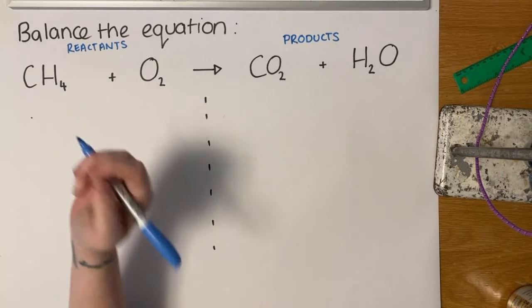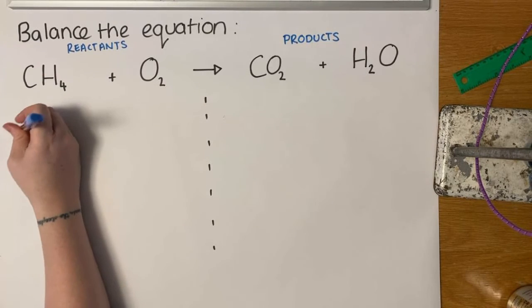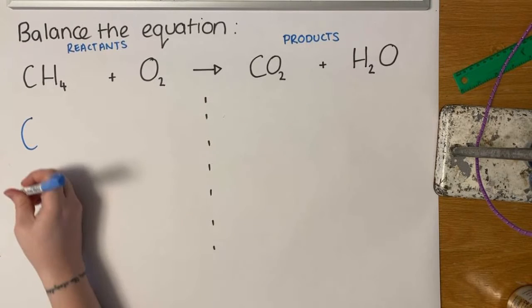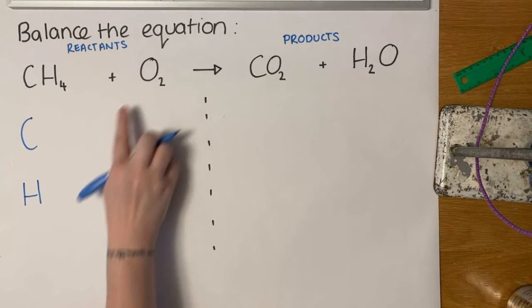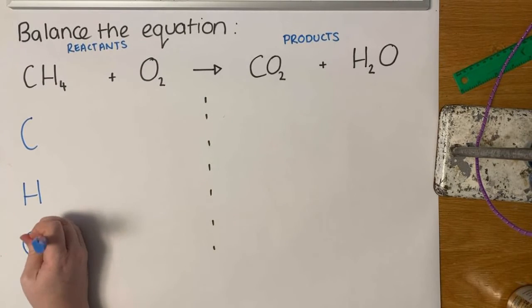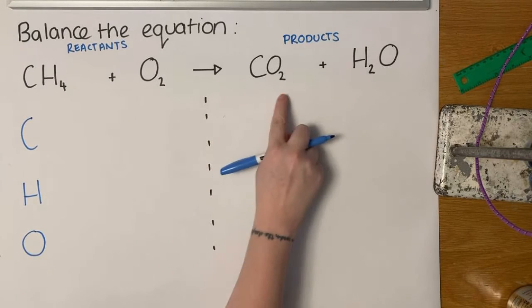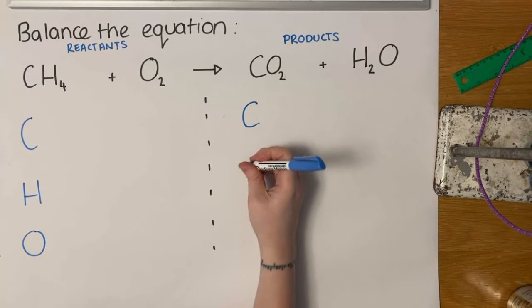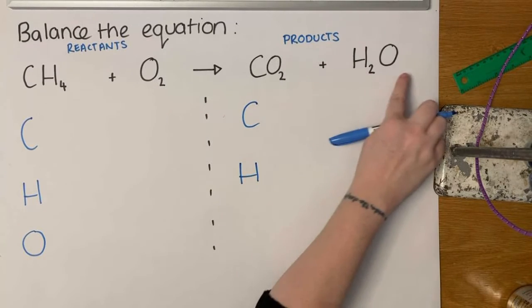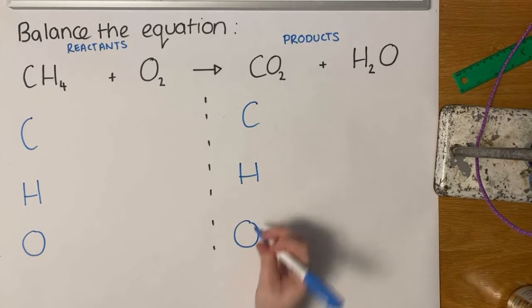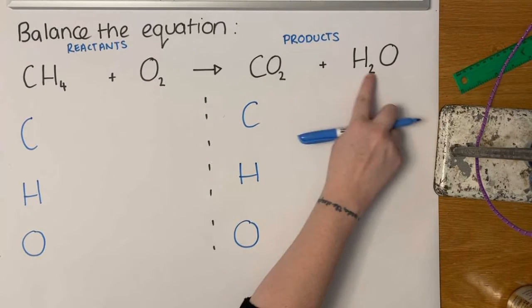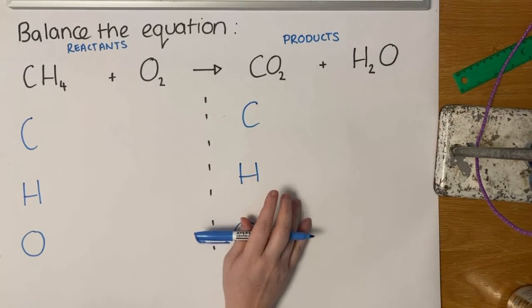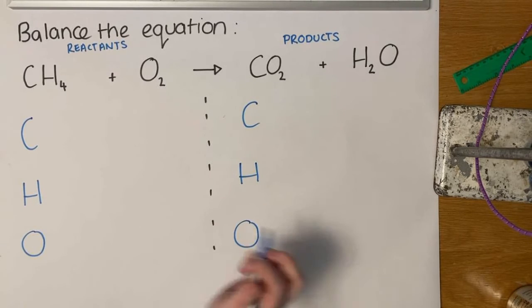So I know that the atoms that I have are C, H, and O. I've got those in my reactants, and I've also got them in my products. I've got C, I've got H, and I've got O. Now in this example, I've got oxygen in two places, so when it comes to balancing later, I'm going to leave that one till last.